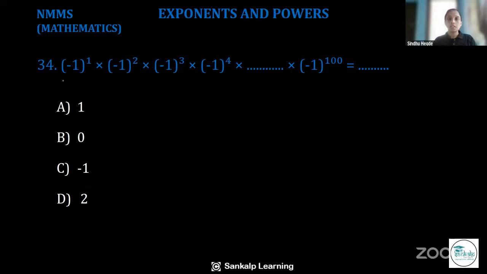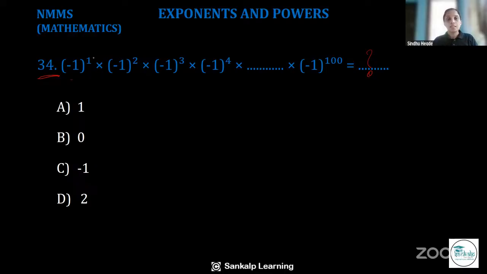Let us see question number 34 of NMMS Maths, chapter name Exponents and Powers. Minus 1 raised to 1 into minus 1 raised to 2 into minus 1 raised to 3 into minus 1 raised to 4 and so on up to minus 1 raised to 100 is equal to dash. Option A 1, option B 0, option C minus 1, option D plus 2.